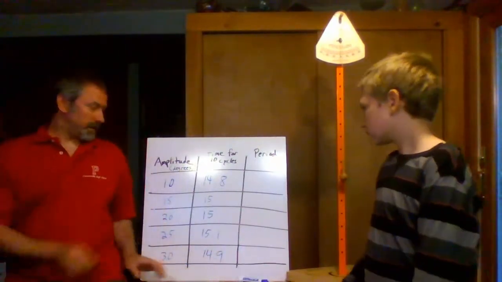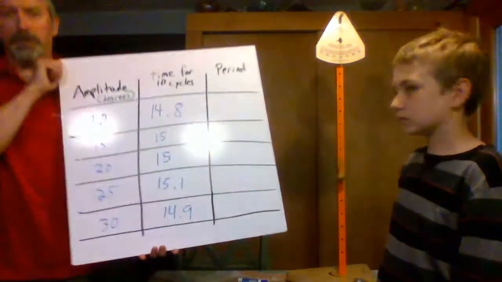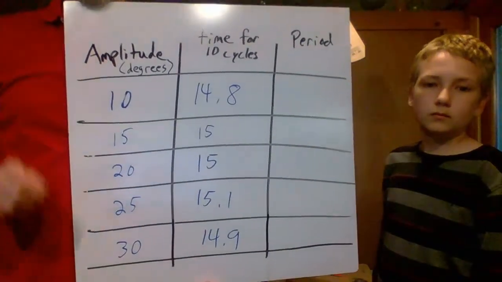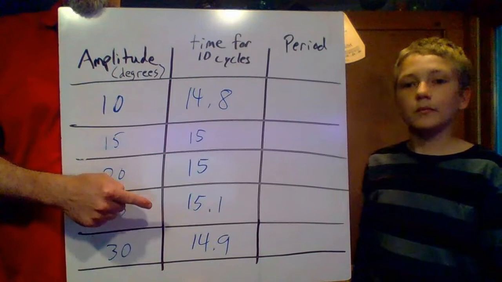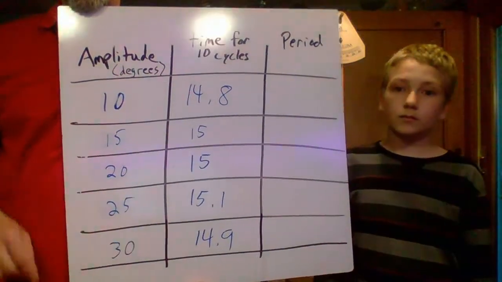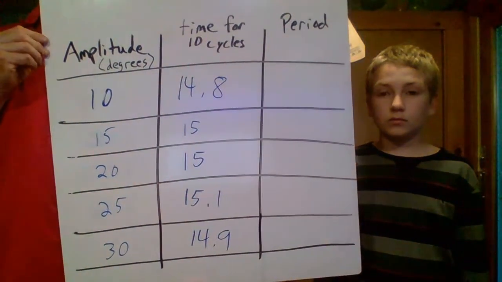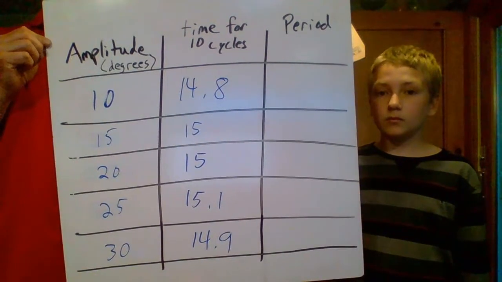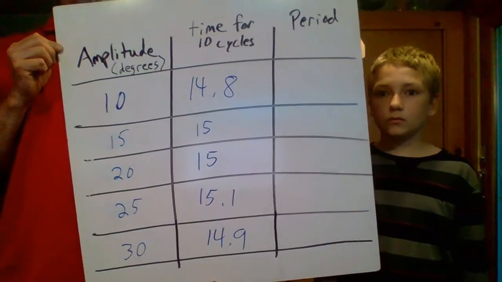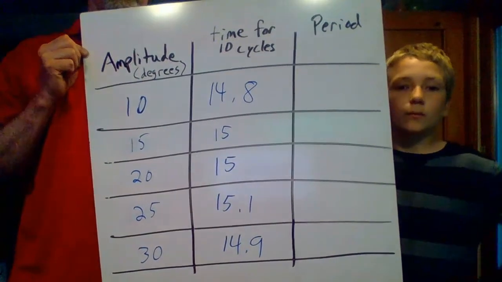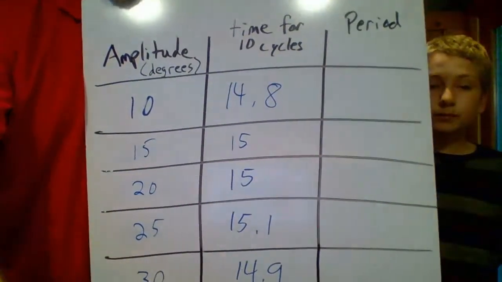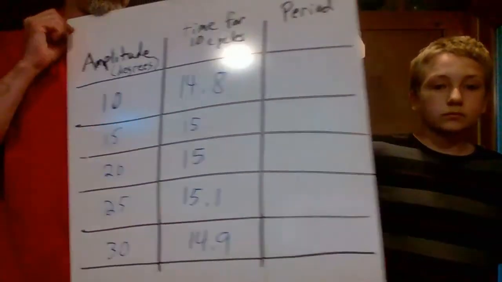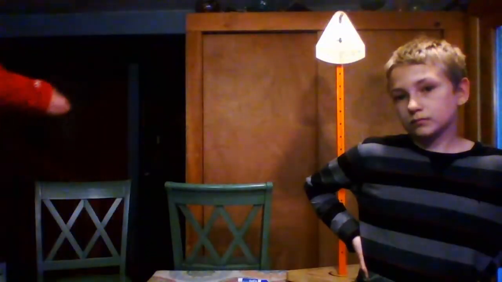All right, so maybe you've already come up with a claim. But if you take a look at our data here, I'll bring this up again. Feel free to pause the video here. 14.8, 15, 15, 15.1, 14.9. So we see that it doesn't really change. Think about why it doesn't change. That's something that you can include in your conclusion later on. And you know what? Let's just move along. We'll keep this video rolling.